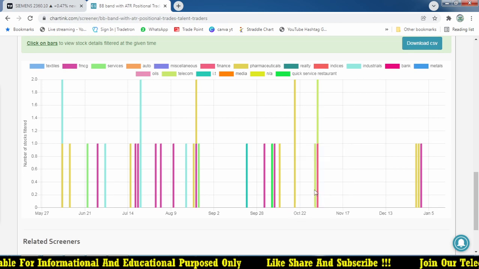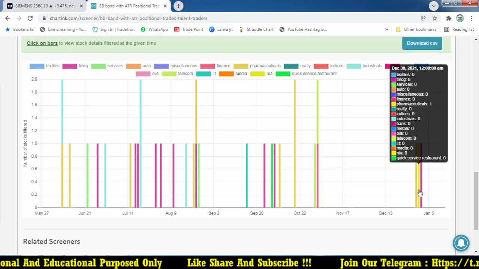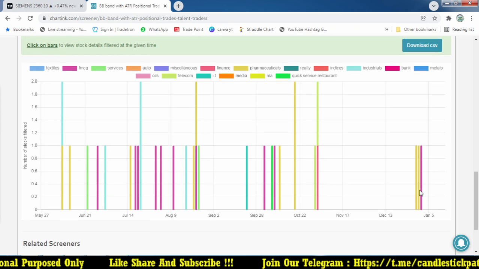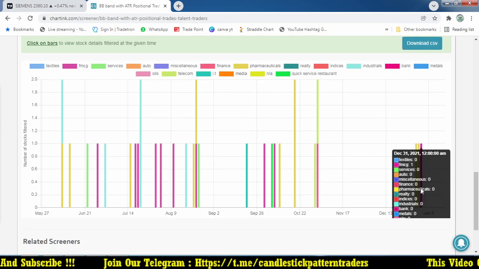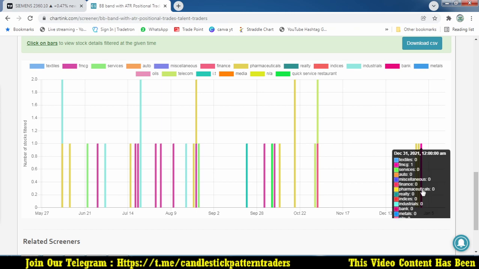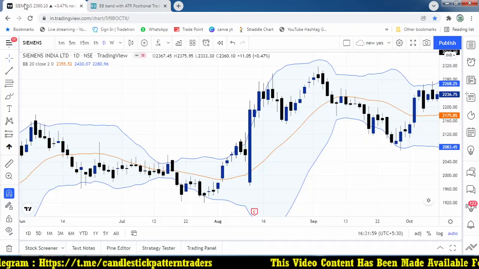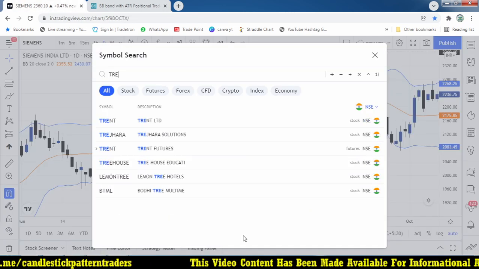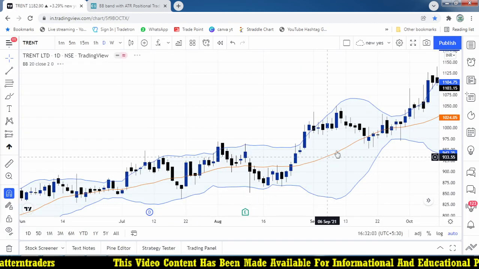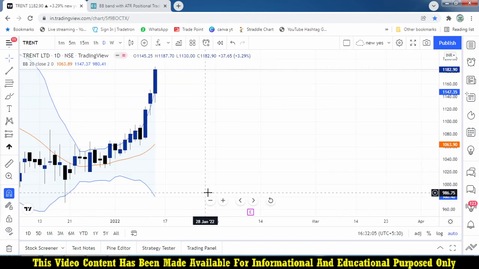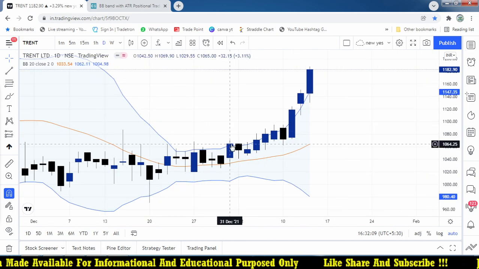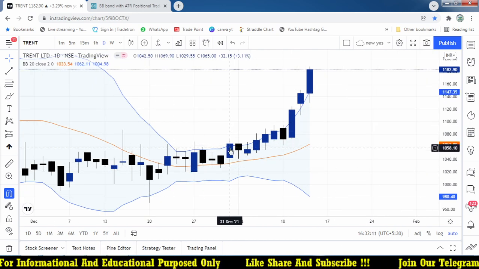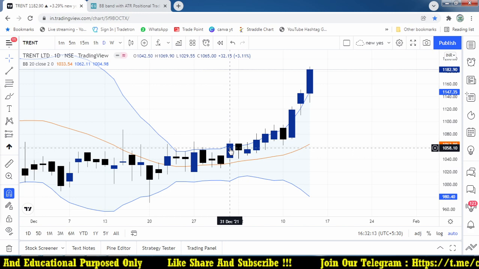So let me try to do on November. So this is happening by 2022. No, there is no stocks on 2022. This is happening by 31st December. The stock is Trent. Today also it performed well. Trent. 31st December. Let me see where you can find out 31st December. This one. This is the entry point 1069.9.